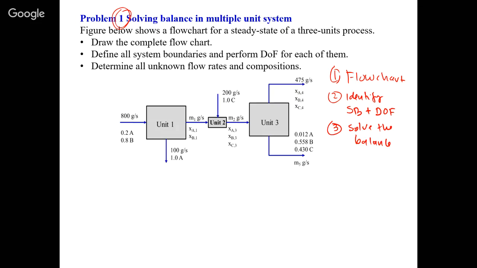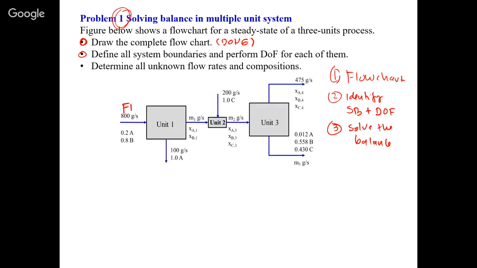So in this problem, step number one is given, so you don't need to do this one. This is done, and we can go next to step number two. In step number two, it's probably a little bit tough for us to draw it, so let's assign the stream numbers. Let's say this is stream number one, this is stream number two, three, four, five, six, and this is stream number seven.